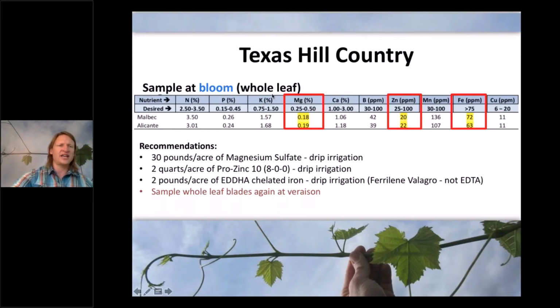Nitrogen, phosphorus, NPK, they're all fine. They were doing fine in this vineyard. Calcium, fine. We have high pH soil. Boron was fine. We're getting that in the water too.